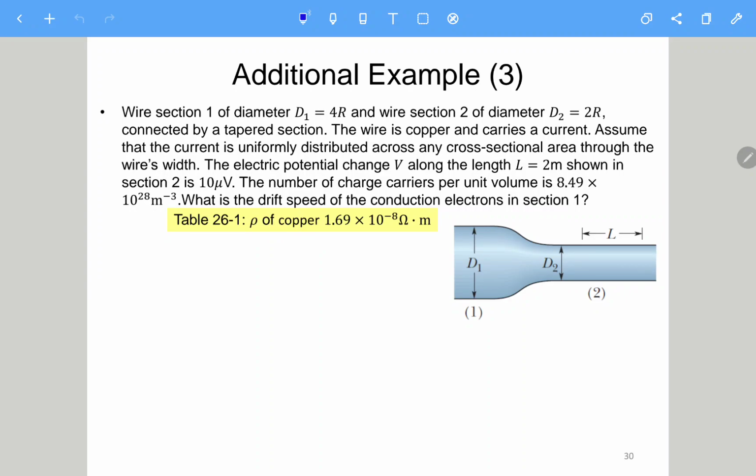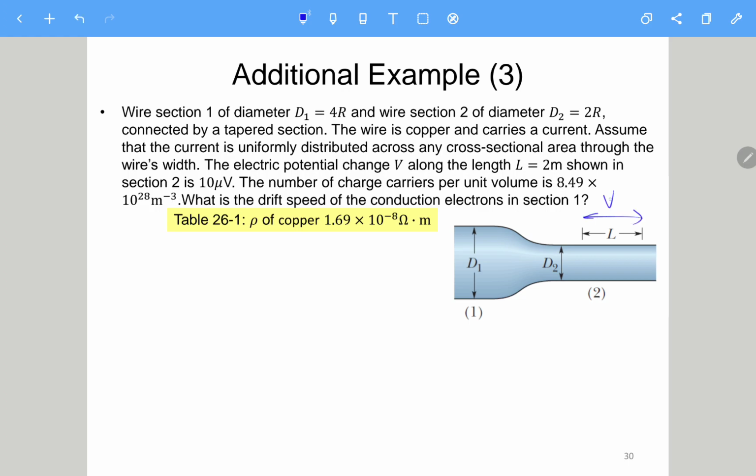Okay, let me finish this one quickly. So it asks you what is the Y section. So we have a section 1, section 2. This one has a larger radius, this one has a smaller radius. And then there is a current going through. Okay, so this says the wire has a current. Assume that the current is uniformly distributed across any cross-section area through the wire's width. Okay, so we have potential V along the length L, 2 meters, shown in the section 2.